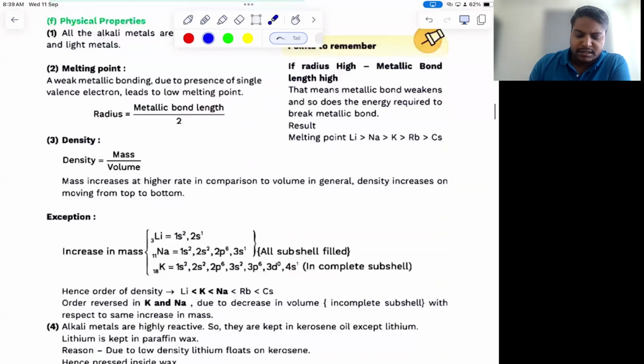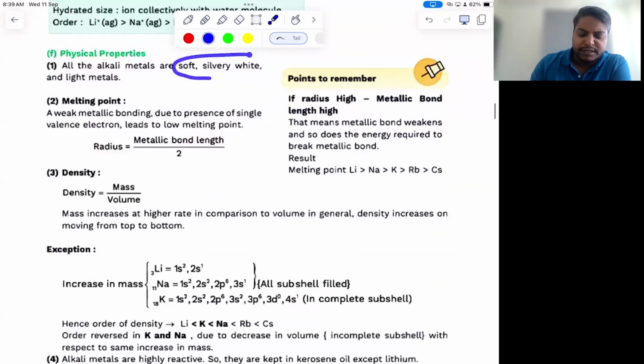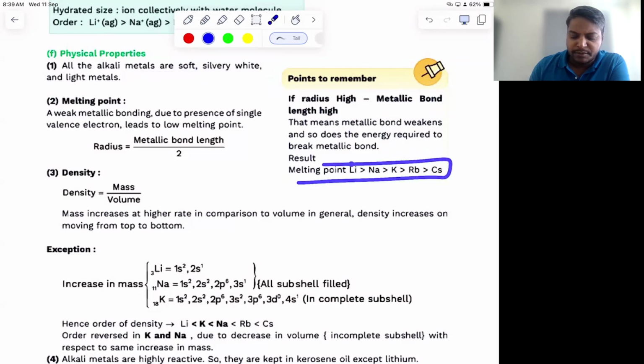Now, as much as physical properties are concerned, all of these metals are soft, silvery white, and the melting point will decrease down the group because of the softness. It will start decreasing down the group. So you will see this is the melting point order. I'll just mark it down wherever an important trend is coming. This is one important trend, how the melting point varies.